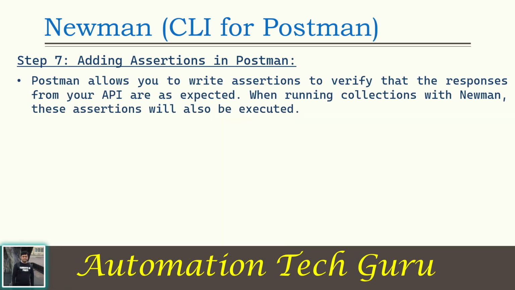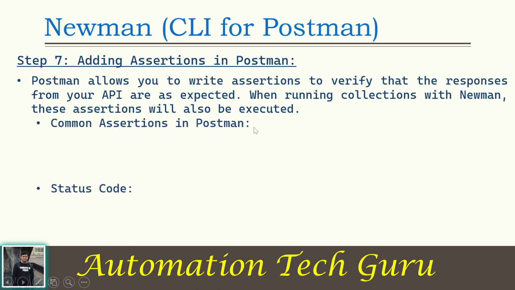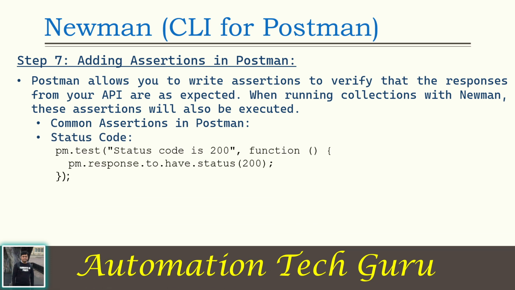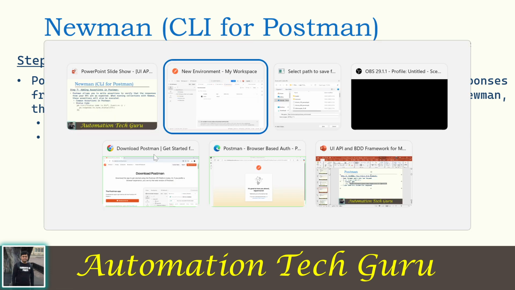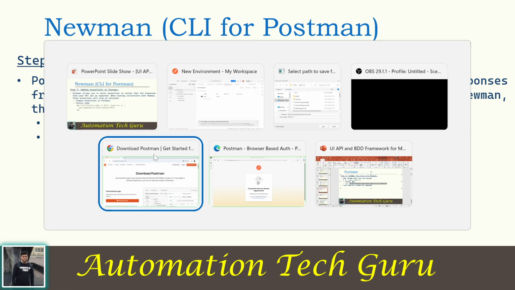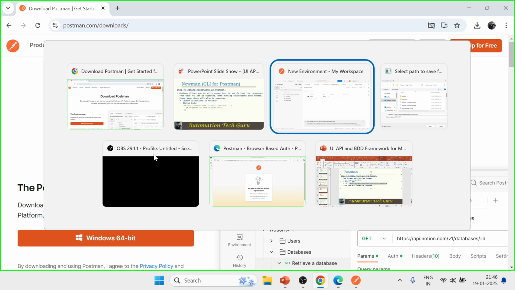Okay, now adding the assertion in Postman. Postman allows you to write assertions to verify the response from the API is as expected. When running collections with Newman, these assertions will also be executed. Common assertions you can add: status code, that I already showed you in this, right? Let me show again in Postman.